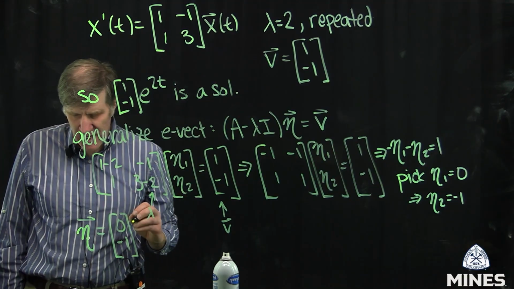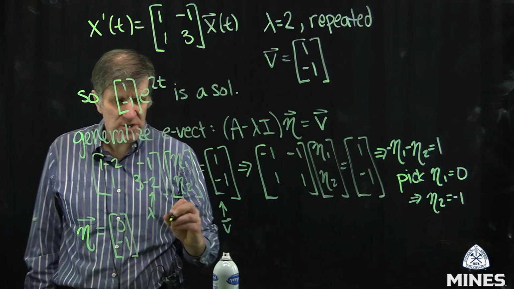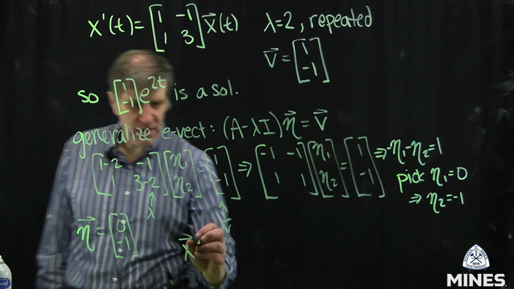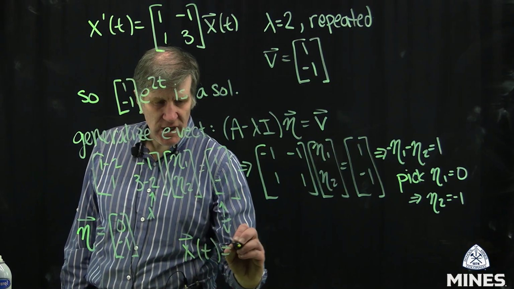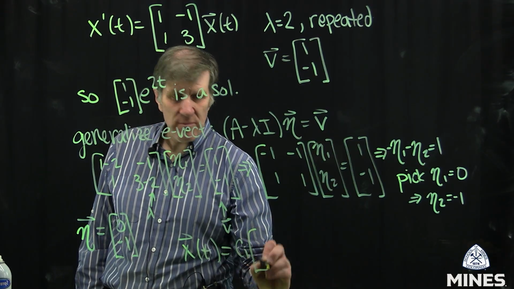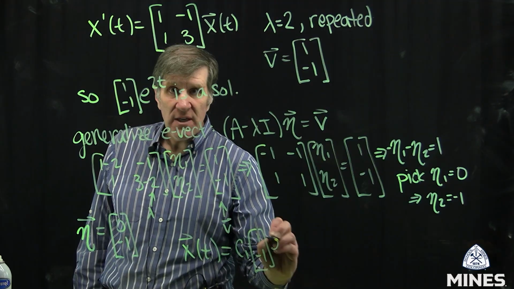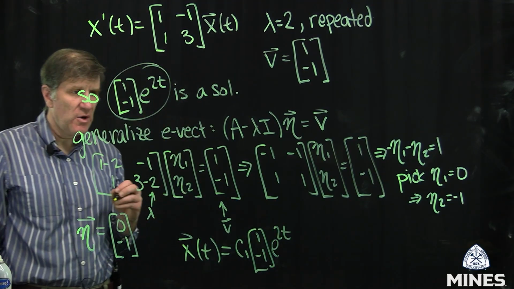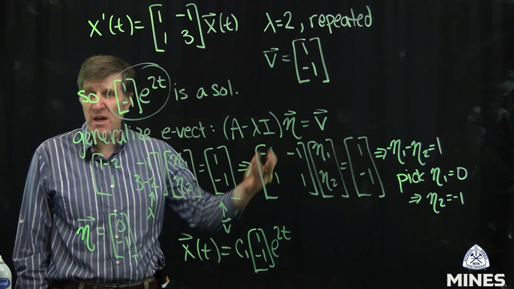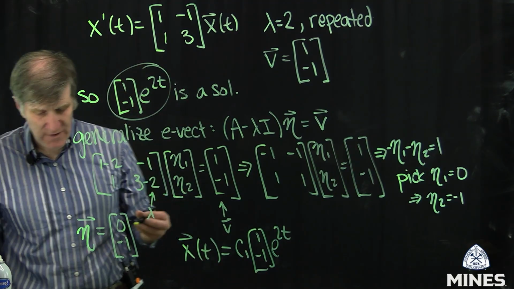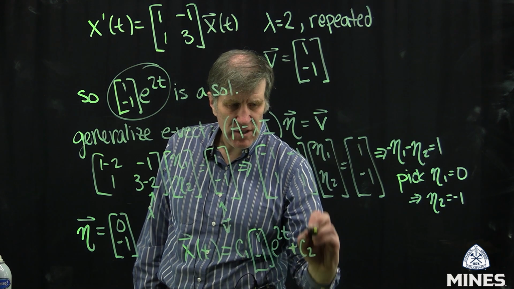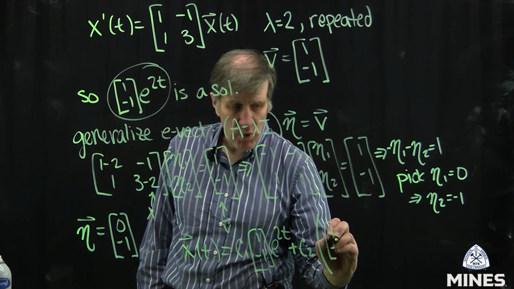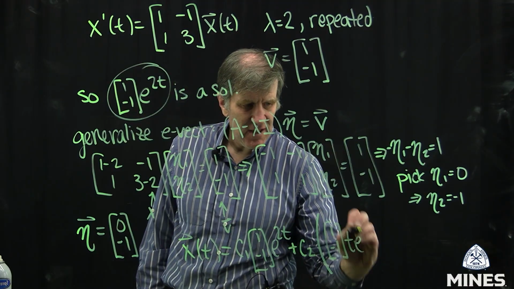I now have everything I need to put together the general solution. The general solution is C1 times 1, negative 1, e to the 2t. That's the first of my two linearly independent solutions. That's the eigenvector times e to the eigenvalue t that I expected to have as a solution. Plus C2 times negative 1 t e to the 2t.